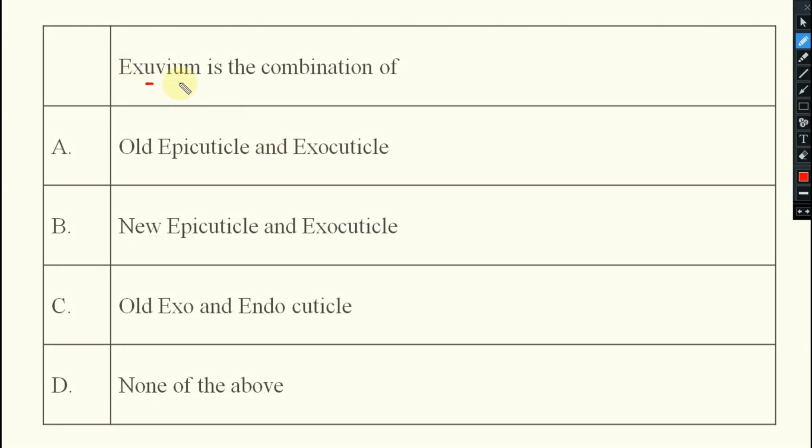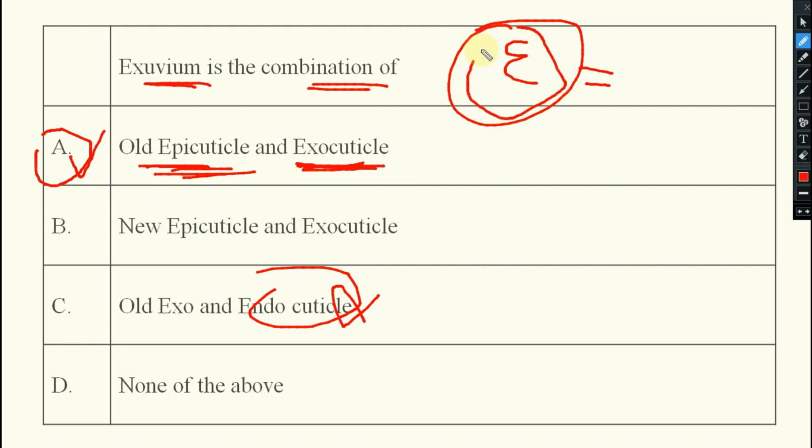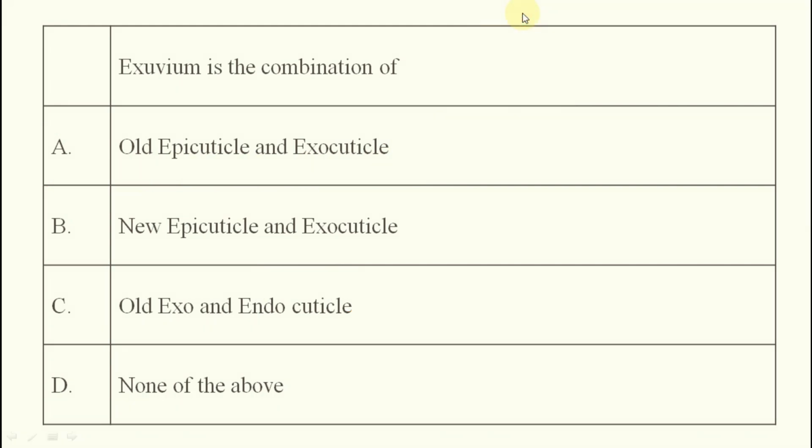You see, exuvium is the combination of which layers? This is important. This particular exuvium is there. That is the combination of which layers? The right answer is what? Option A, old epicuticle and old exocuticle, because endocuticle will be digested in the process. So what is left? Old epicuticle and old exocuticle make your exuvium, which will be removed in the process of molting.